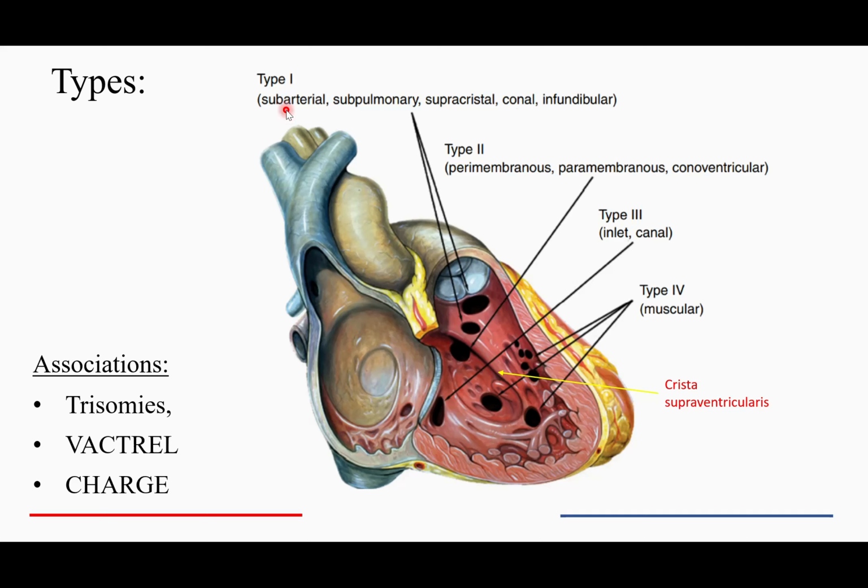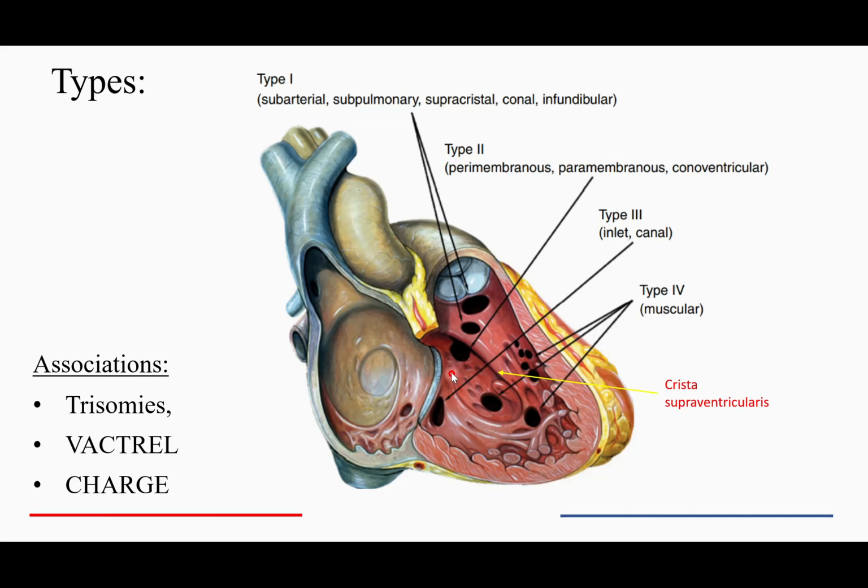Type 1 is the subpulmonic. This is the most common name, subpulmonic. It is related to the pulmonary valve, just under the pulmonary valve. Sometimes called subarterial, sometimes supracristal. This is the crista terminalis, crista supraventricularis. If the VSD is above the crista, it is called supracristal. Infundibular, conal. All these are names of the same thing.